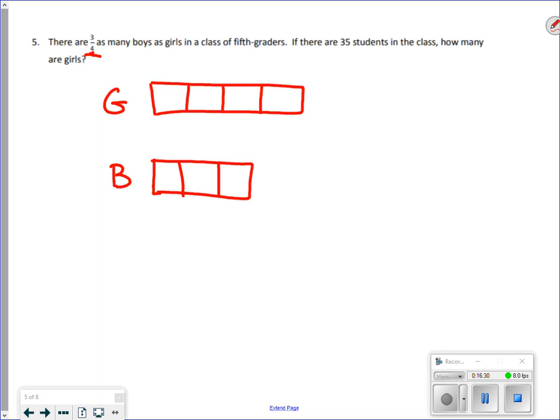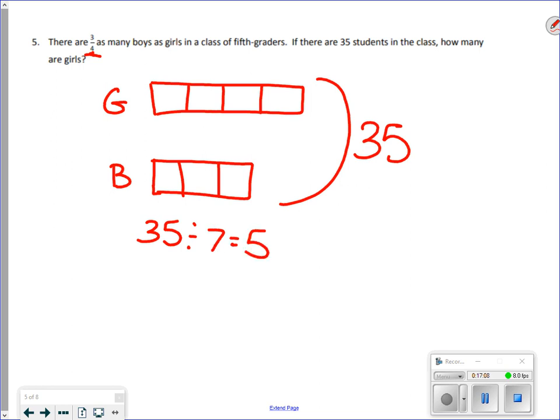Out of 35 people, it should kind of jump out at you now. 1, 2, 3, 4, 5, 6, 7. And now it's kind of like, oh, duh. The hardest part is figuring out this. That's the only part that makes you kind of go, what? 7 units. 35 divided by 7 equals 5. Each one of these is 5.